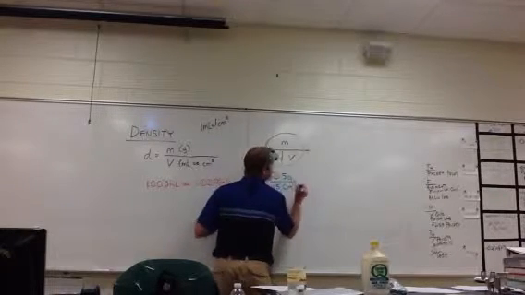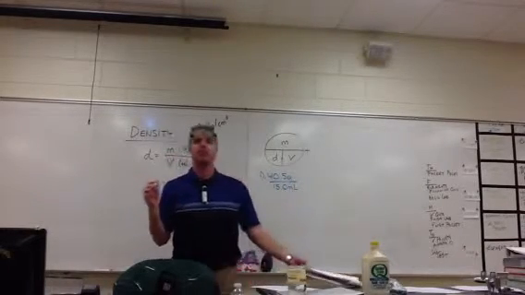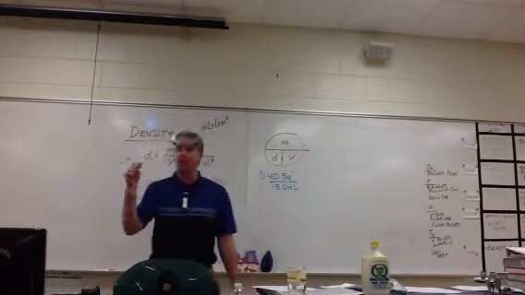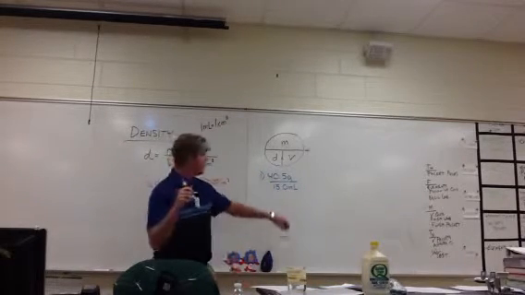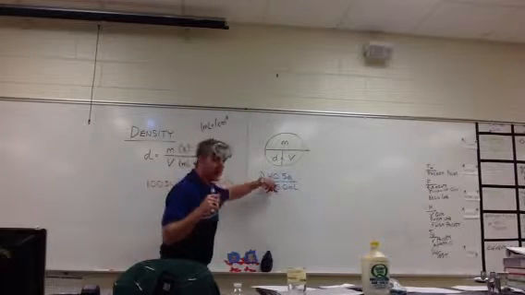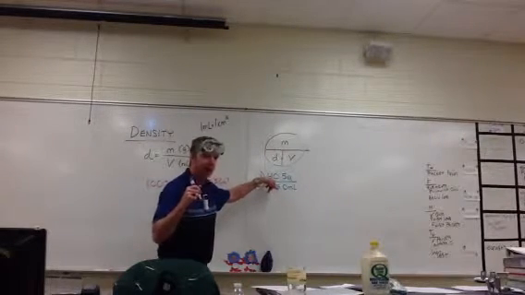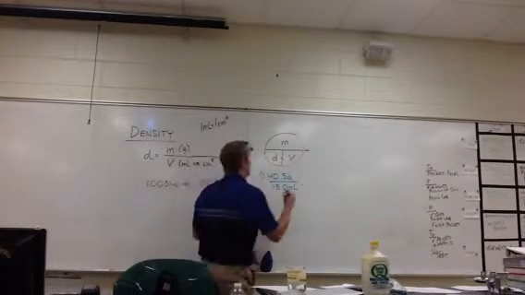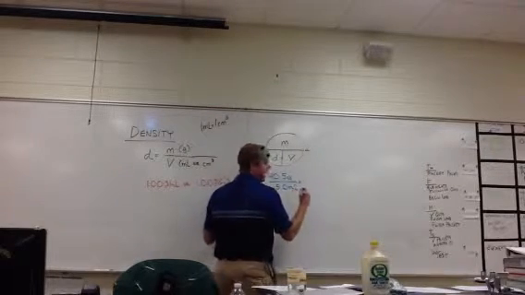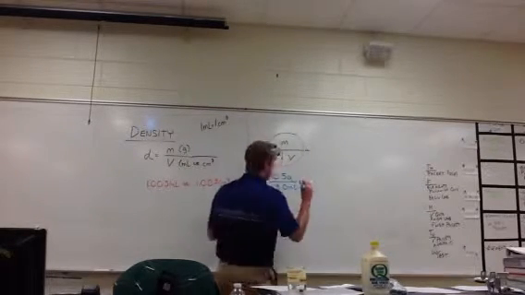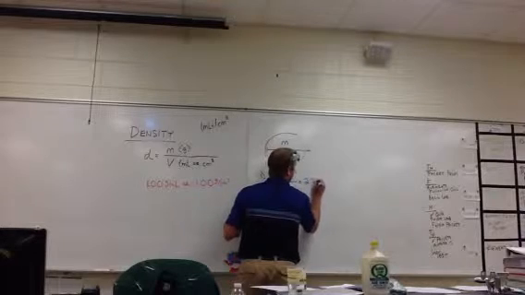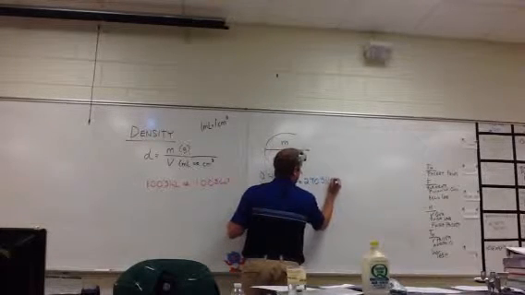Now, what operation are we doing here? Division. Therefore, we have to count significant figures. 3 sig figs, 3 sig figs. Therefore, our answer will have 3 sig figs. So the answer ends up being 2.70 and the label of grams per milliliter.